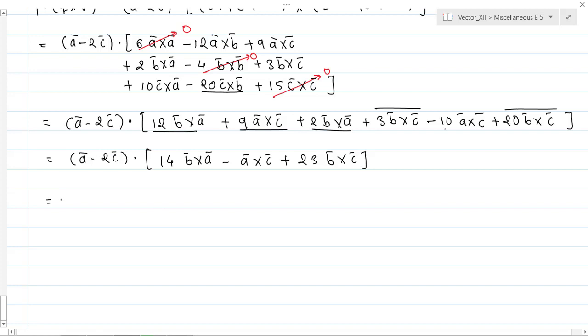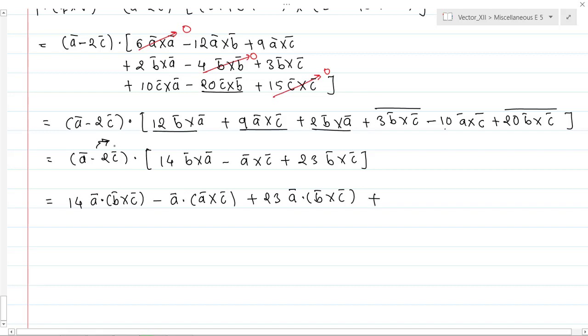Now let's distribute this dot product again. So this will be equal to 14 a bar dot b bar cross c bar, I am multiplying with a here, minus a bar dot a bar cross c bar, so this minus I have taken this side, plus 23 into a bar dot b bar cross c bar. That is done with a bar.